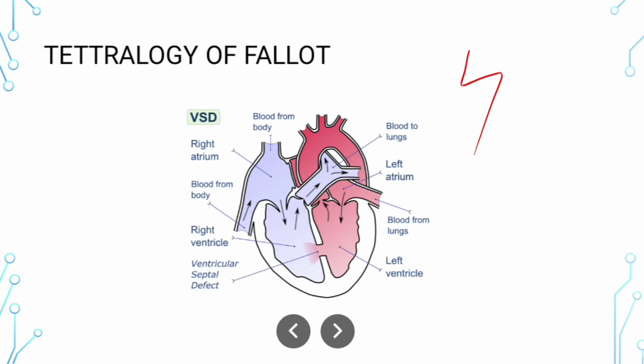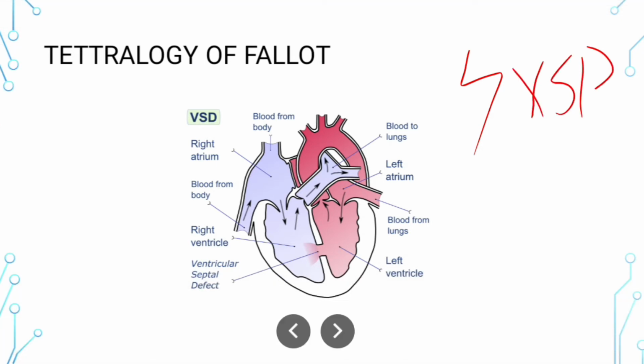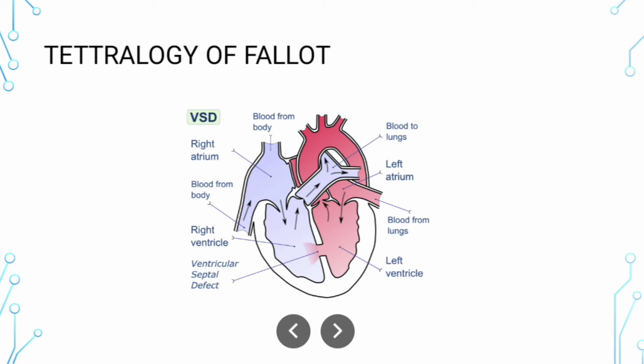Next option is the tetralogy of Fallot. Tetralogy of Fallot is a combination of 4 major heart diseases. What are they? First one is the ventricular septal defect. Second one is the overriding of the aorta. Third one is pulmonary stenosis. And the fourth one is the right ventricular hypertrophy.